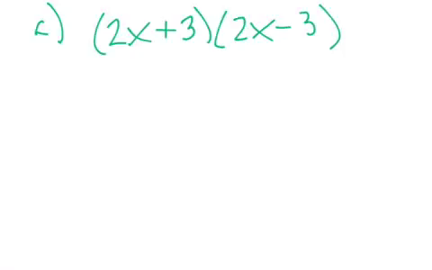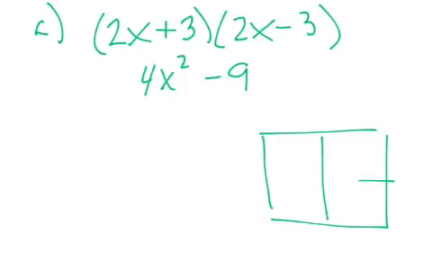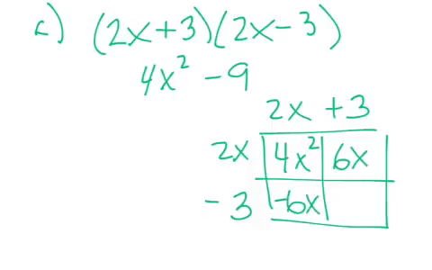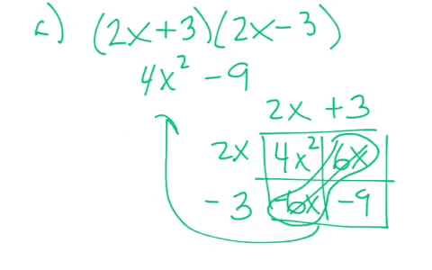Now if I just use the special formula, I know that's going to be 4x squared minus 9. But if I do this using my grid, I can show you that I'll get the same thing. So I get 2x plus 3, 2x minus 3, so there's my 4x squared. I've got a 6x, a negative 6x, and a negative 9. So these 6x's cancel out, which is why it leaves me with the 4x squared minus 9.